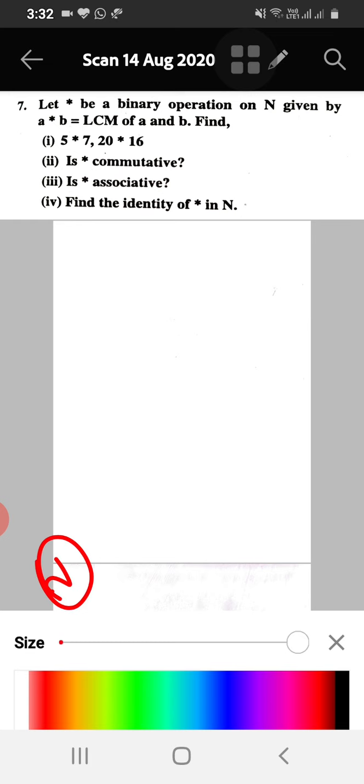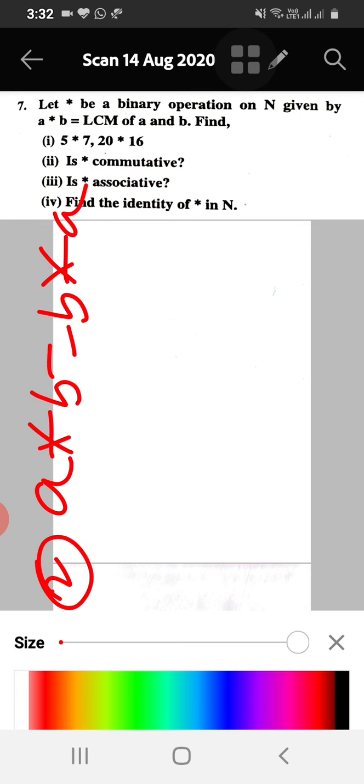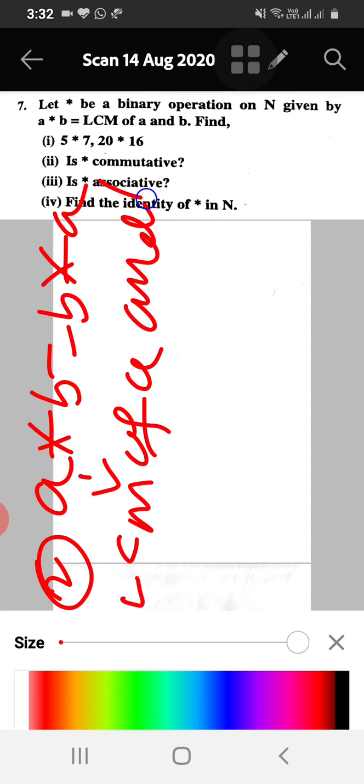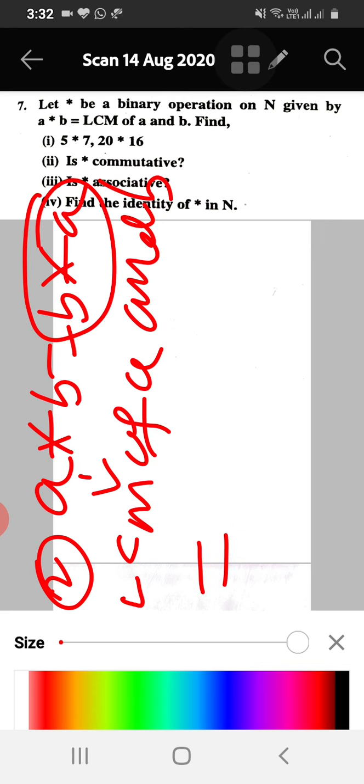Second one. The commutative property says A star B is equal to B star A. So in this problem, A star B means LCM of A and B. We have to write it in one line: A star B is equal to LCM of A and B. What is B star A?